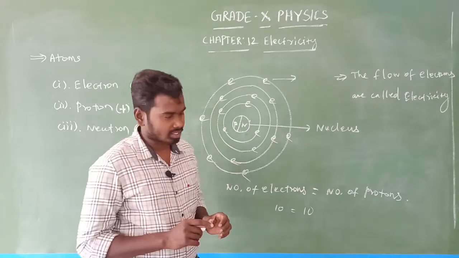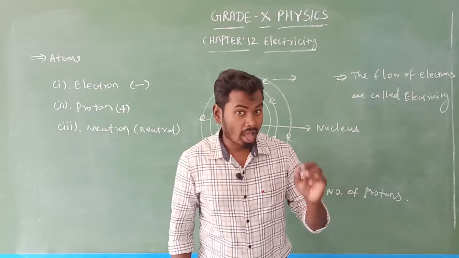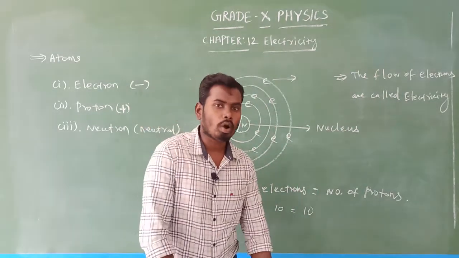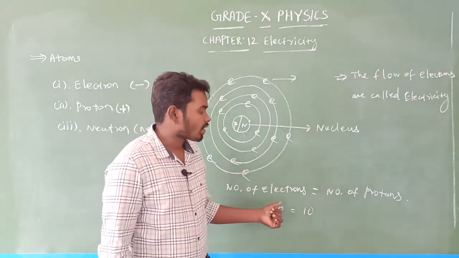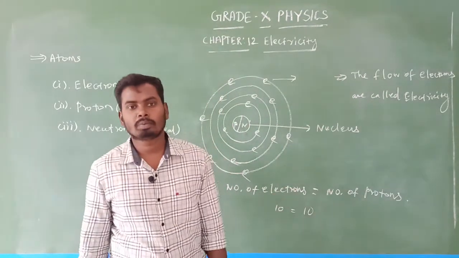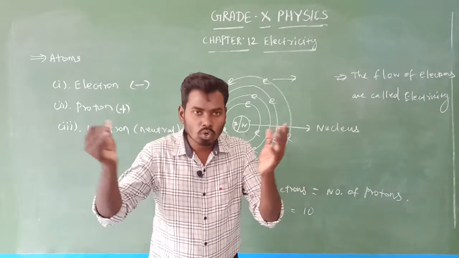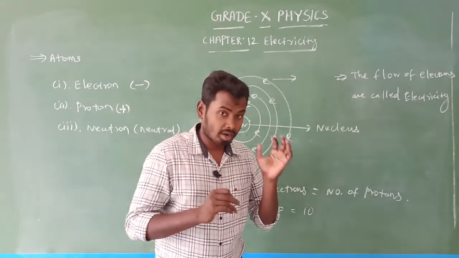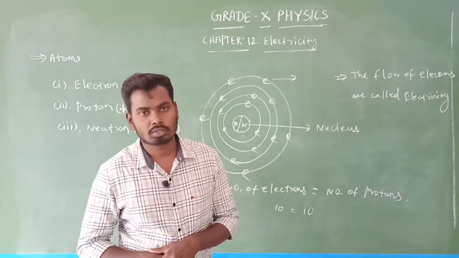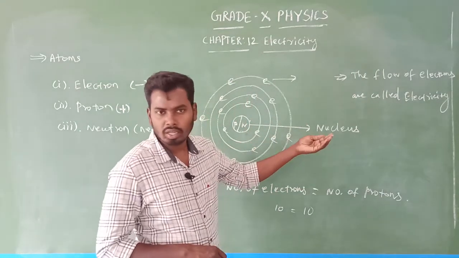Is it clear? Yes. So what is the charge of an atom? Generally an atom has neutral charge. Why, sir? Because the number of electrons present in an atom is equal to the number of protons present in an atom. So the quantity of protons is equal to the quantity of electrons, due to which a normal atom has neutral charge. So already we know the electrons continuously revolve around the nucleus.